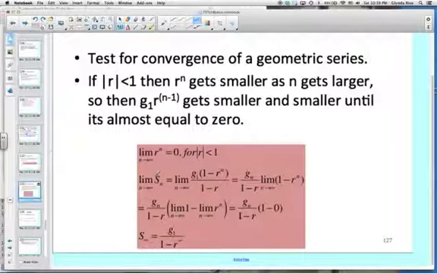The next one, you take the series. Now we want the limit of the series. So we replace the series with its formula. And what happens to the formula here?